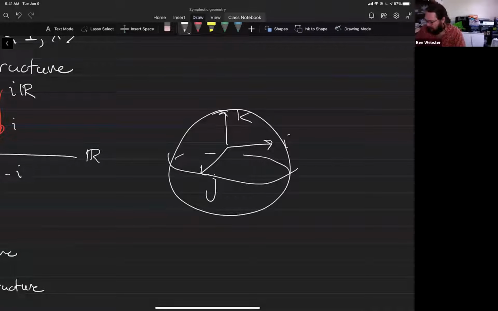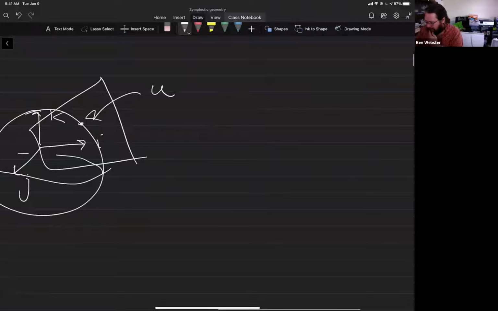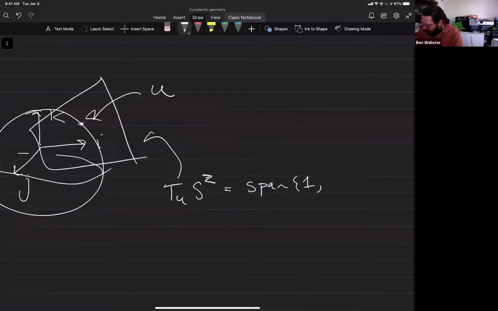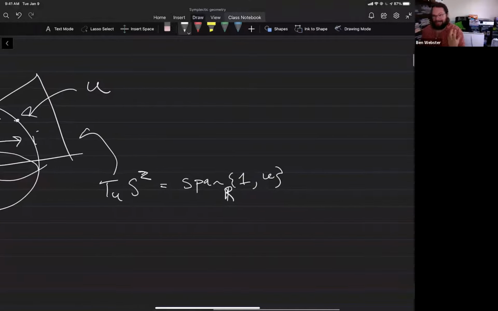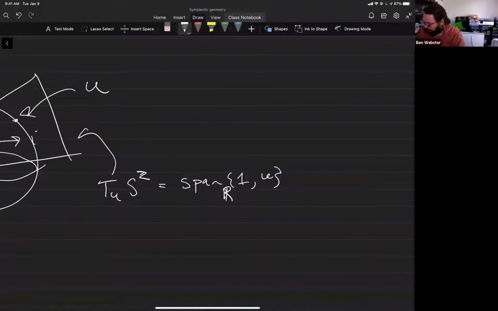And so the tangent space at any given point, I can think of as a subspace of the quaternion. So if this point is U, the tangent space T_U S2 is, I look at the span of 1 and U over the real numbers. As I say, that's actually a copy of C. And I look at the perp to that. And that's a 2-dimensional subspace.